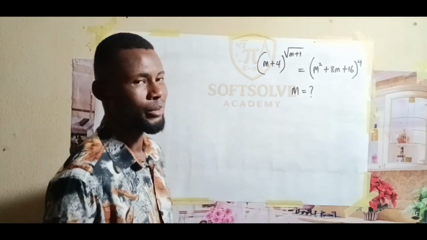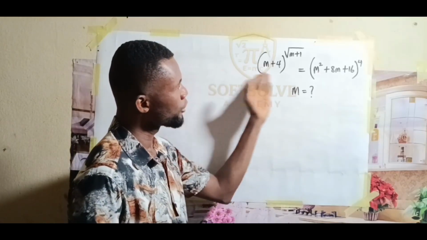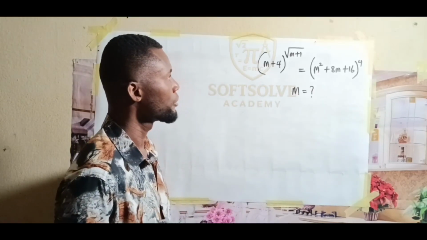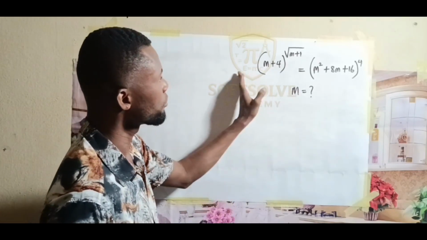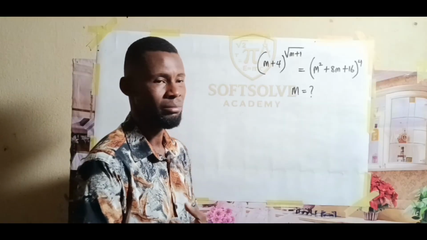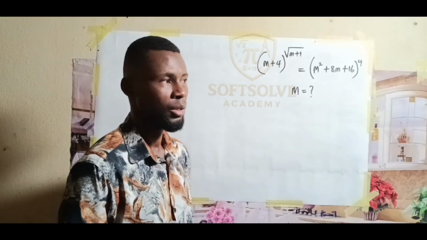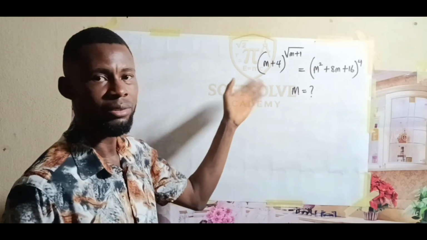We have a question on the board already, so feel free to look at it. Alright, it's very simple. What we are supposed to do here is to find the value of m from this thing that looks a little bit scary, but frankly speaking, it's not scary when you know the exact thing to do.